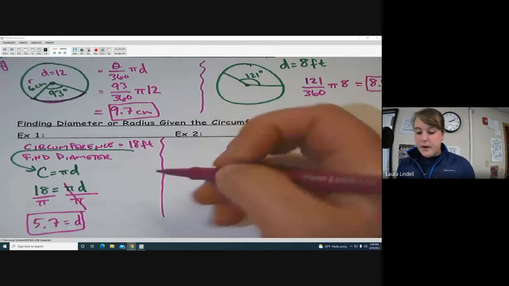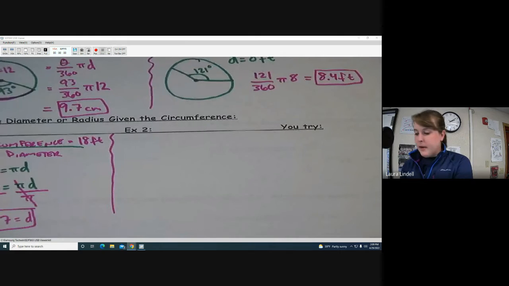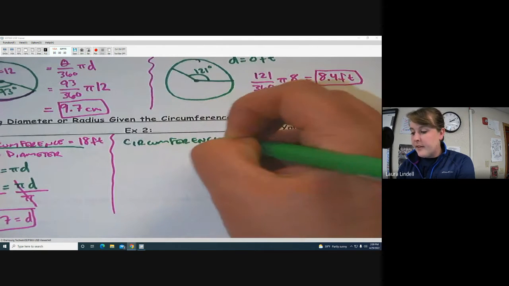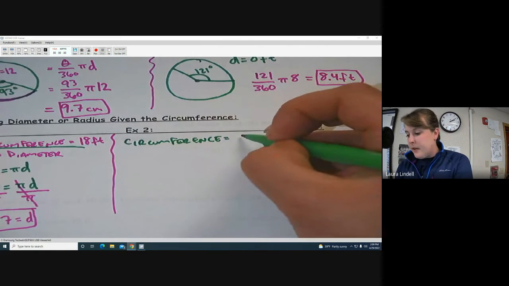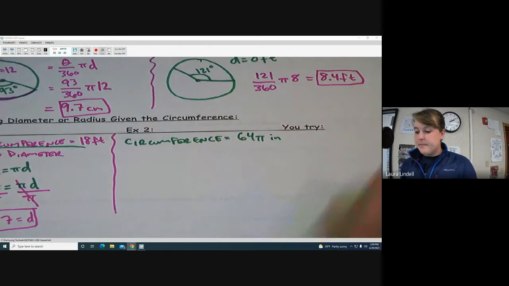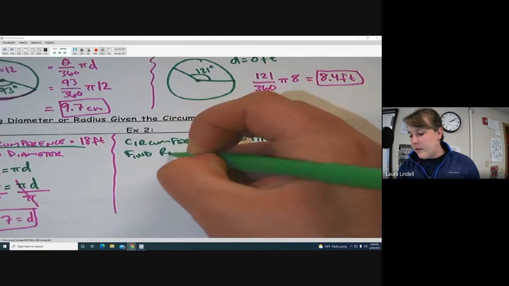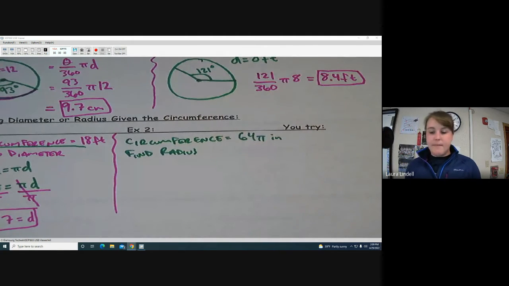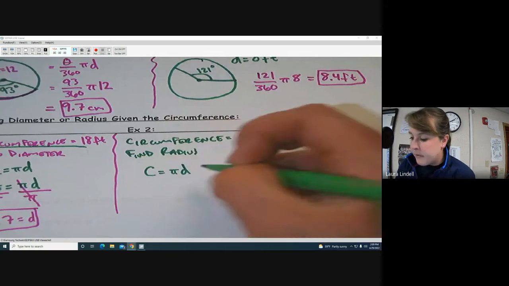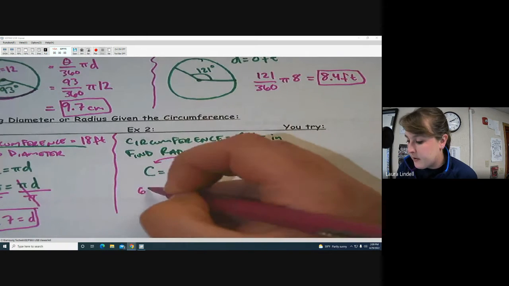For our next example, we're going to go, well, what if we wanted to find the radius instead? So for this one, my circumference, and let's say we're given it in exact form as well. Circumference is going to be 64 pi inches. And we want to find radius. Okay, so for this one, same thing. Circumference is pi times diameter. So I'm going to take 64 pi and plug it in for circumference.